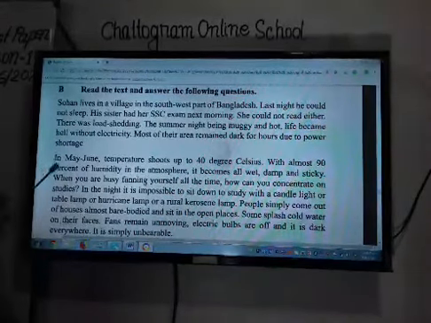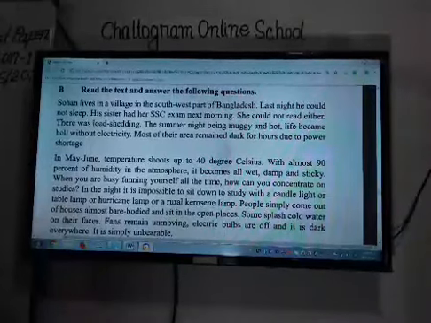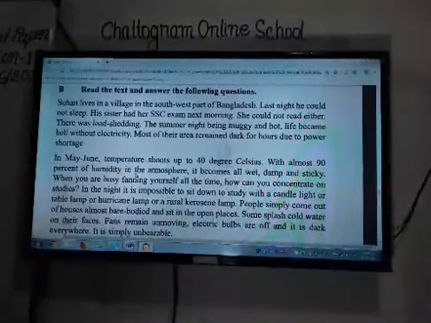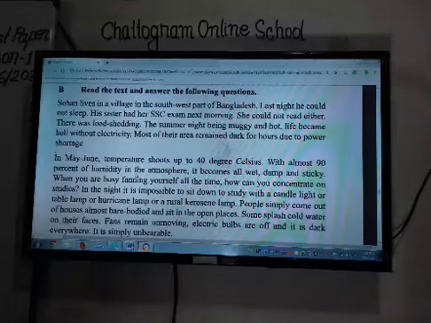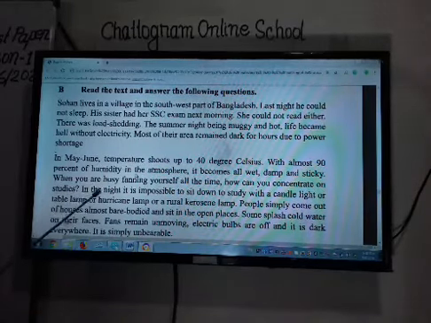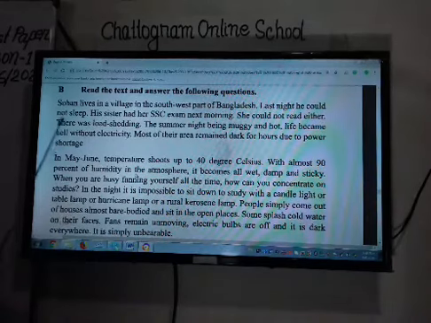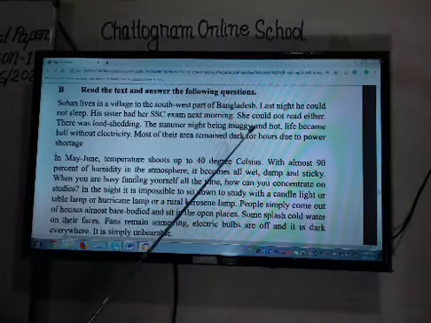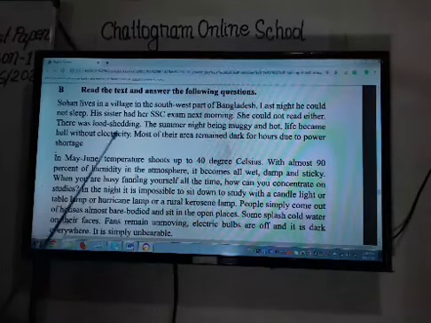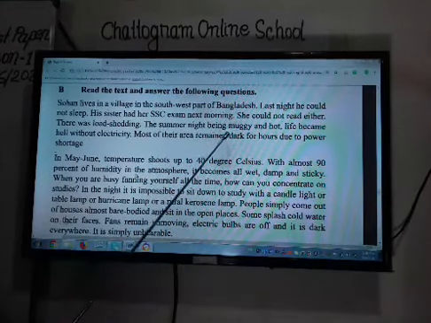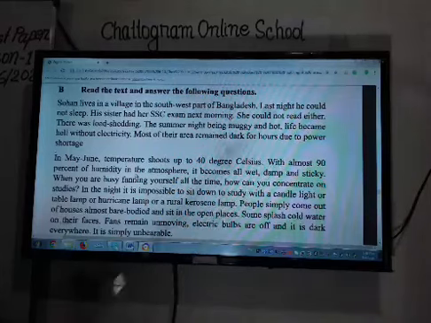So let's read the text. Sohan lives in a village in the southwest part of Bangladesh. This is a very easy sentence, so I think there is no need to translate it into another language. Last night he could not sleep. His sister had her SSC exam next morning. She could not read either. There was load shedding. The summer night being muggy and hot, light became hell.